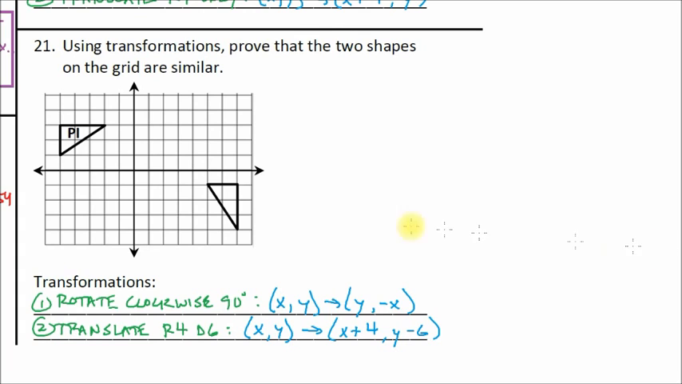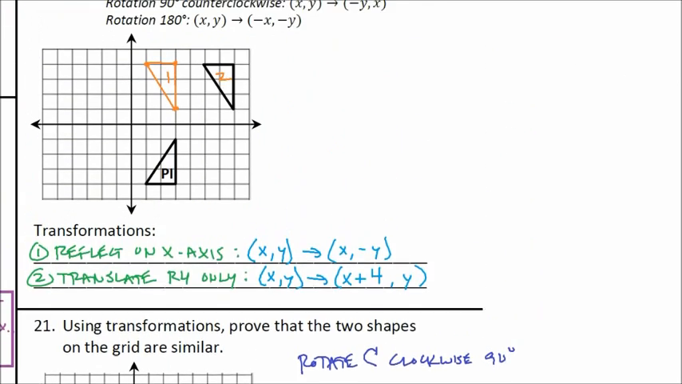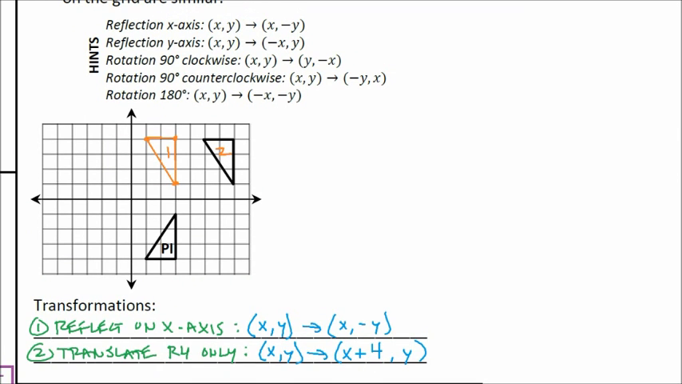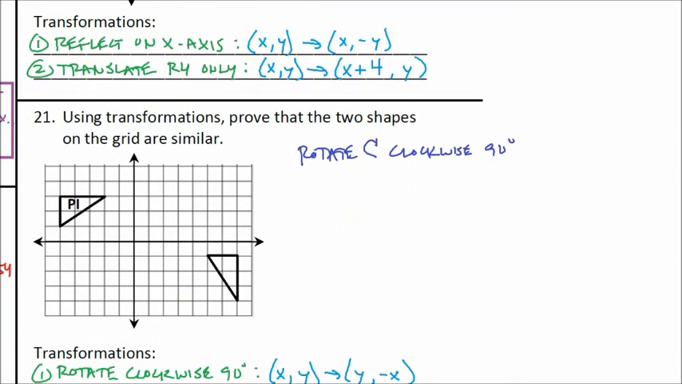Here's the next one. This one's a little bit more difficult. It has a rotation, and with a rotation, I like to work out my points. So I can see that to get from pre-image to image, I'm going to have to rotate this. And it looks like I'm going to rotate it this direction, which is clockwise 90 degrees. If you look at my hints up on the top, you see a rotation of 90 degrees clockwise. xy becomes y, negative x.